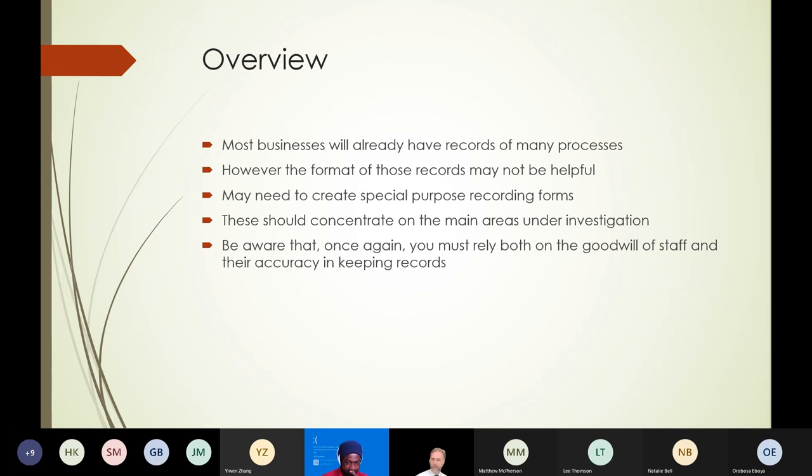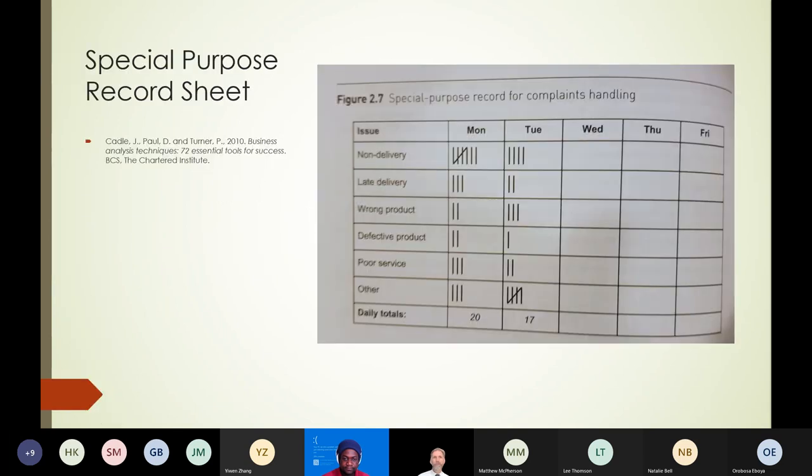So you can either use the records that exist. We received three orders. We have who they came from, the amount. We know how long it took because we can take that away from the delivery note. And so we know how long it took us to deliver an order and all that kind of stuff. So some may be okay, some might not be. Some you might have to create special sheets to try and understand what's going on for the things that you want to observe.